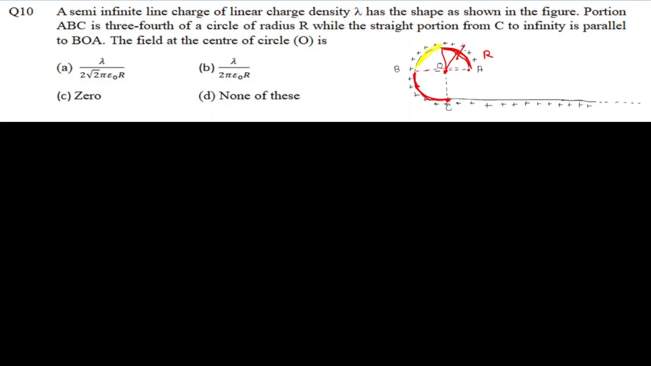Now you can see that this quarter part and this quarter part of the circle will create the same amount of electric field at the center, and the directions of the electric field will be opposite to each other. This portion will create electric field along this direction, and this portion will create electric field along this direction. So they will cancel out each other. Then what will be the electric field? Only this portion and this semi-infinite portion.